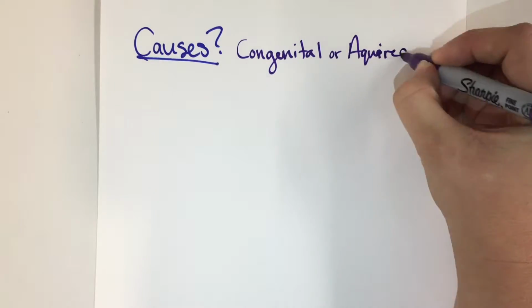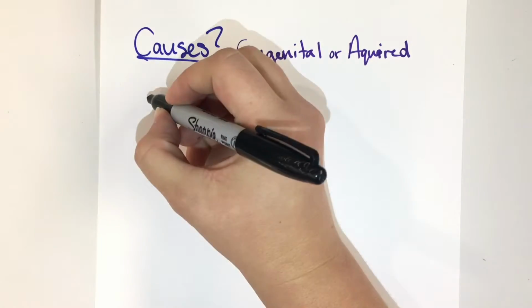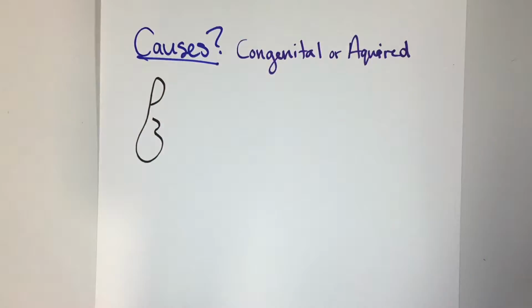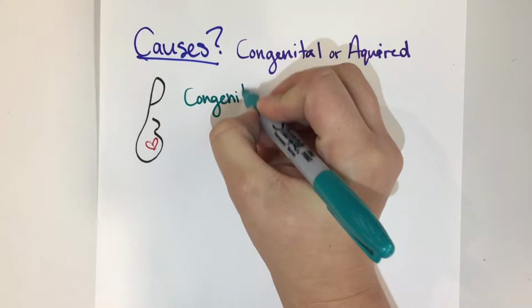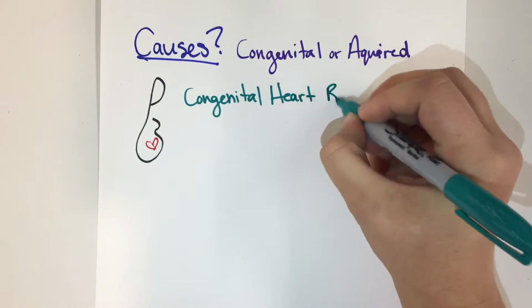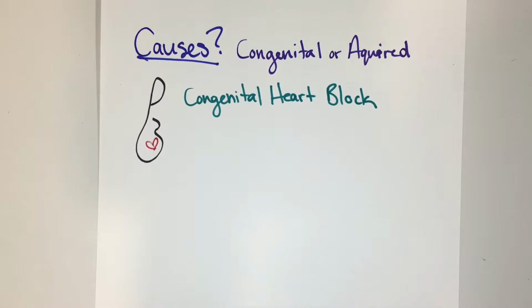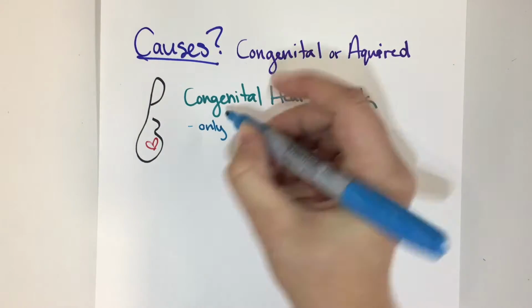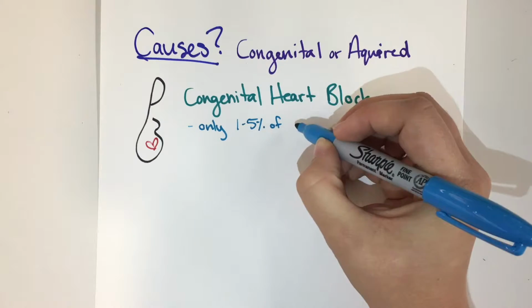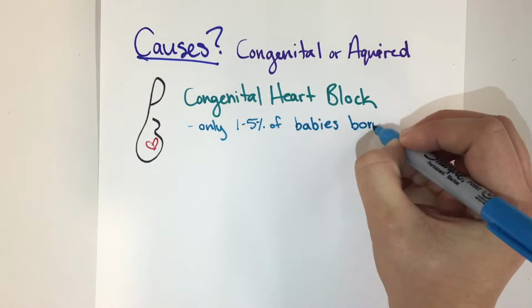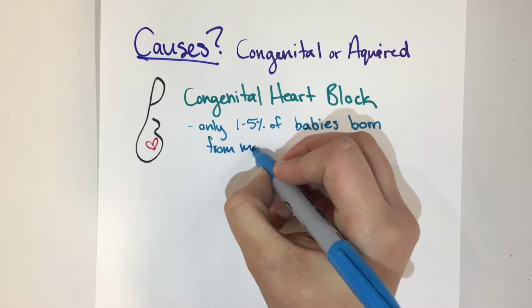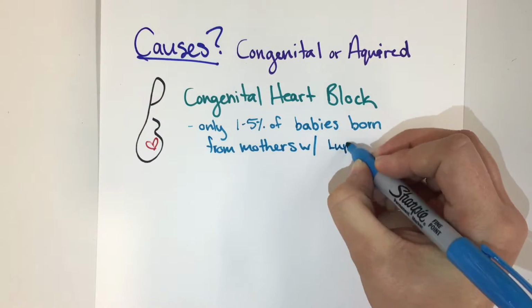Second-degree heart blocks can either be congenital, defects present at birth, or acquired over time. Some children are born with congenital heart disease or congenital heart block. Babies born with congenital heart disease or heart block are typically born from mothers who have an autoimmune disease, such as lupus. Luckily, the probability of a child being born with congenital heart block is anywhere in between 1 to 5%, and that is only accounting for the children born from mothers with lupus.